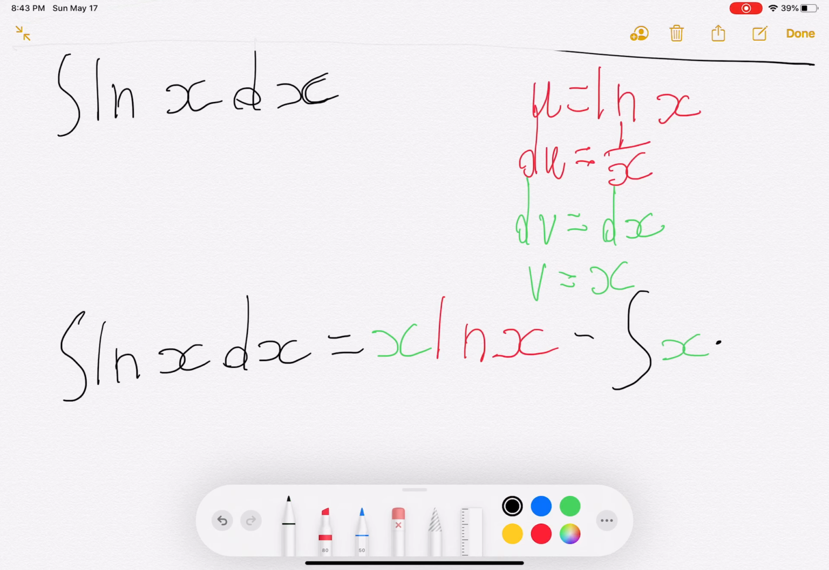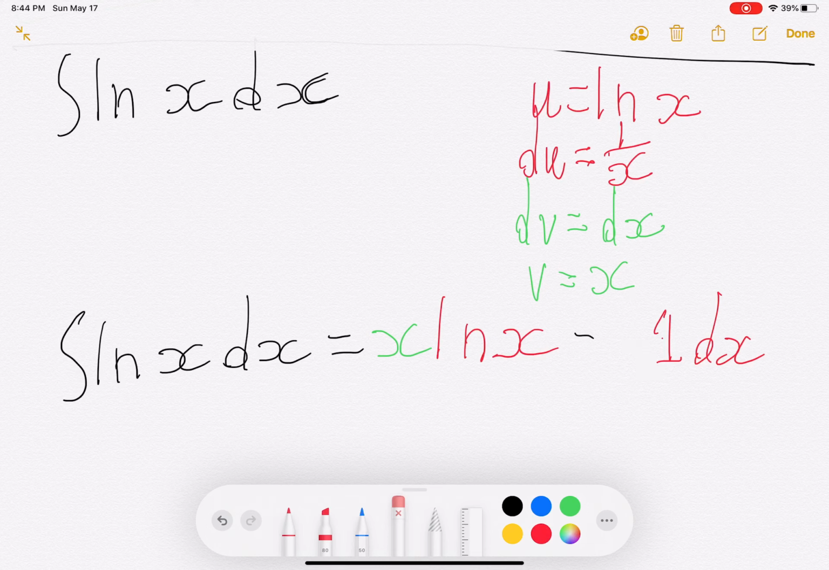Times 1 over x with respect to x. Okay, and obviously we can tell that these terms cancel out. So we're left with the integral of 1 dx. And everyone knows that this is equal to x, so minus x.